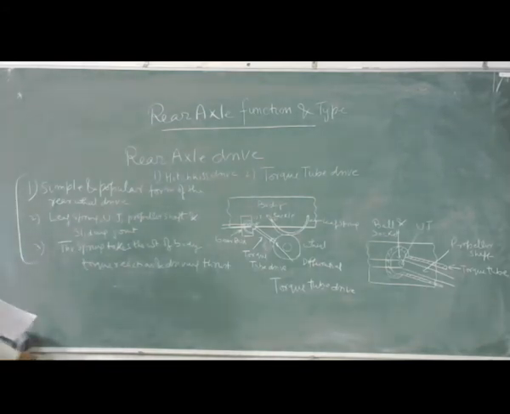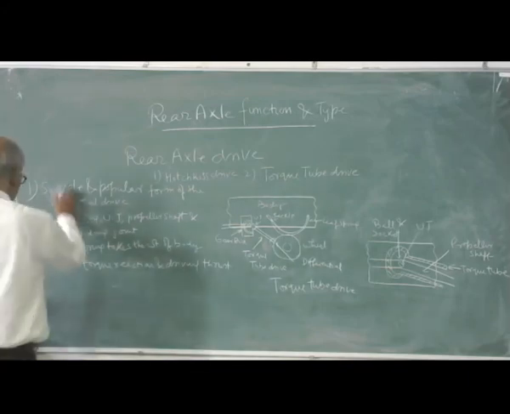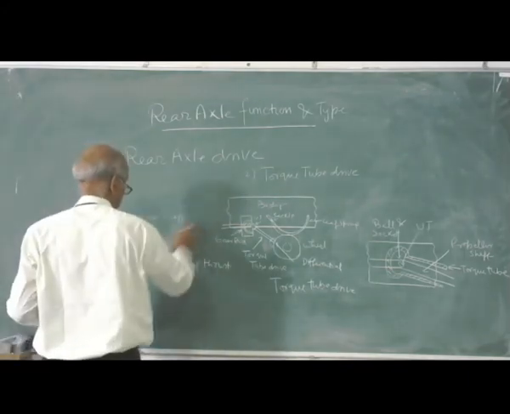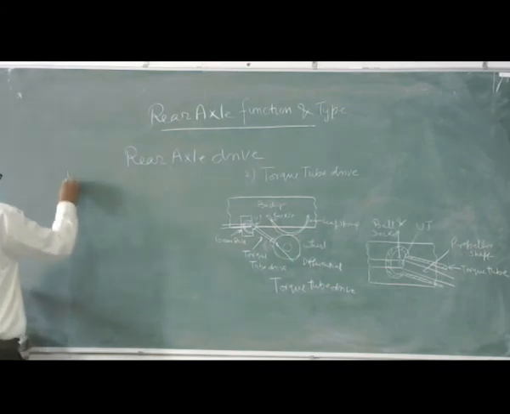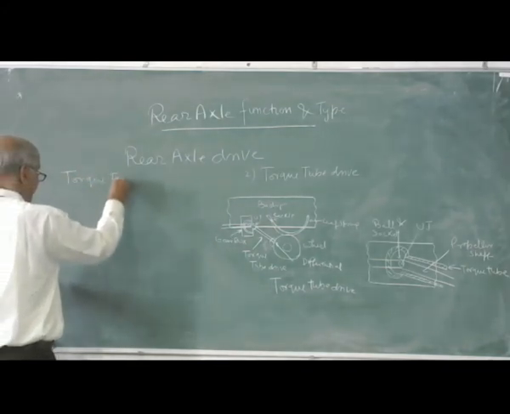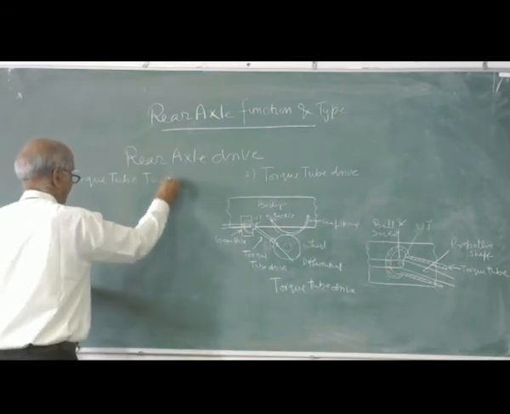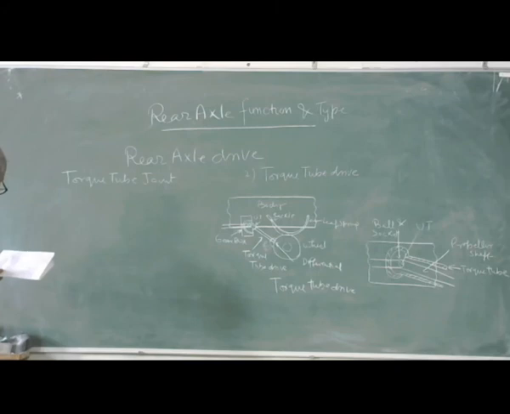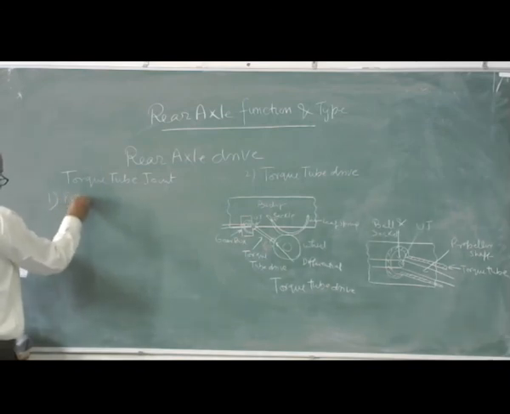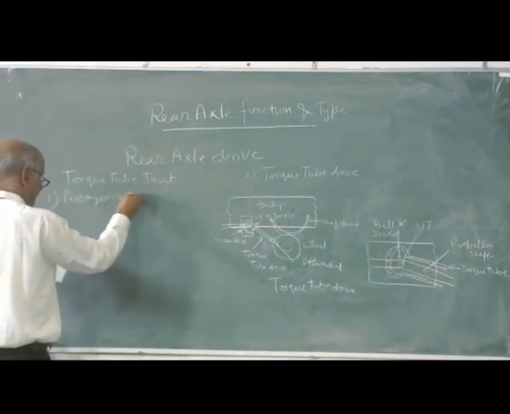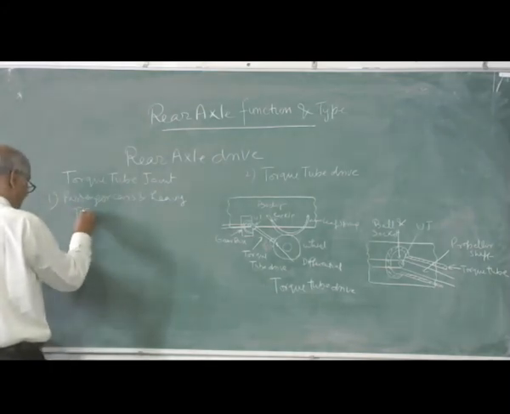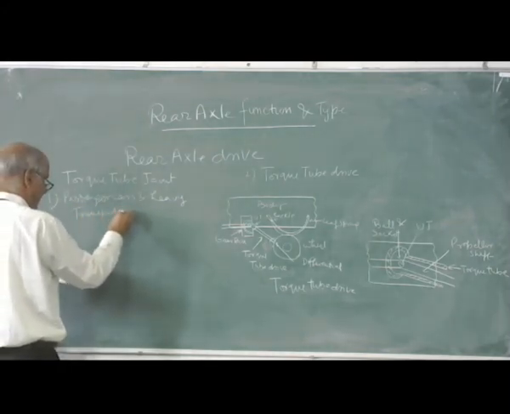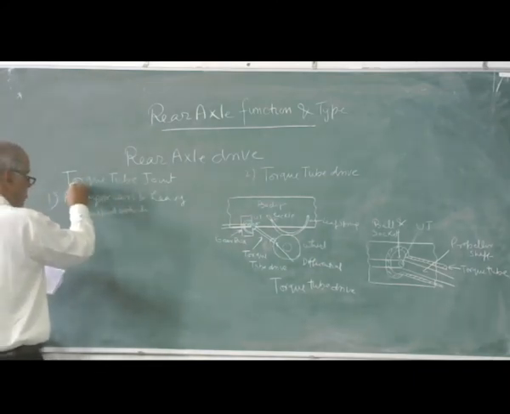Now the other one, torque tube joint. The drive system is generally used in passenger car and heavy transport vehicle. There it is used, torque tube joint.